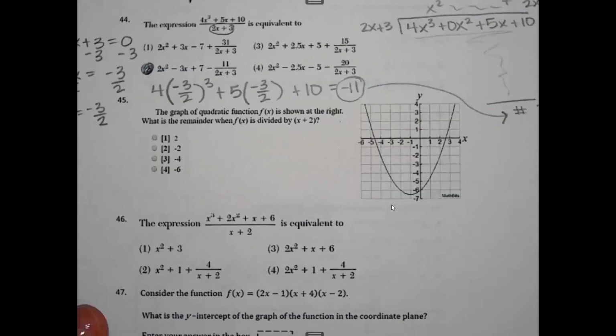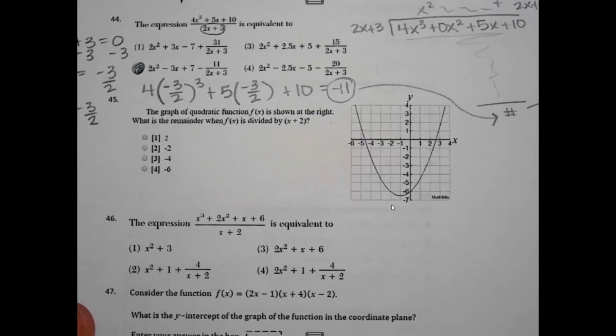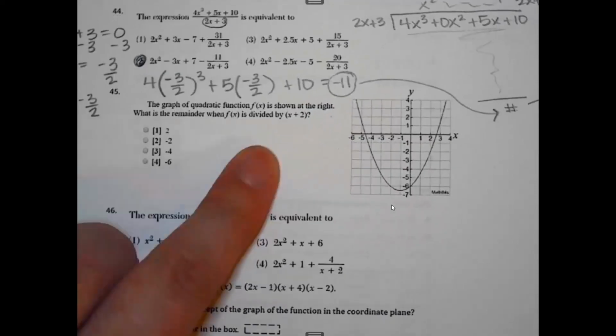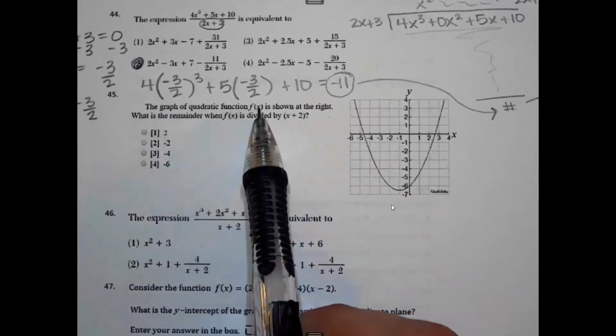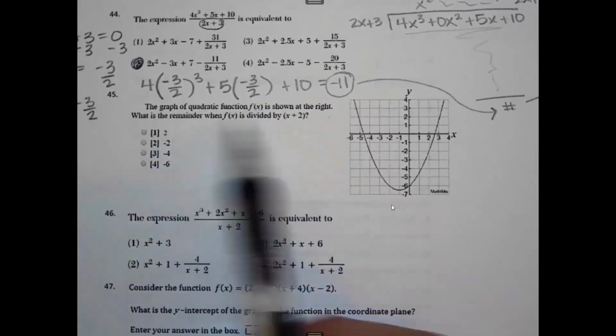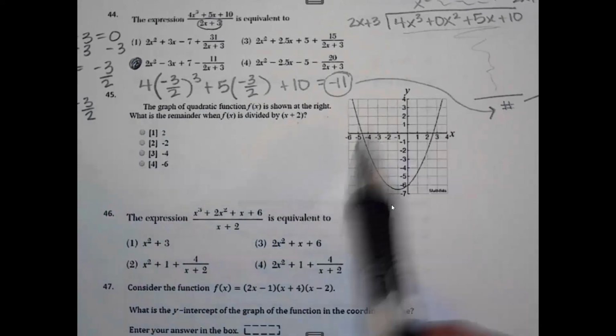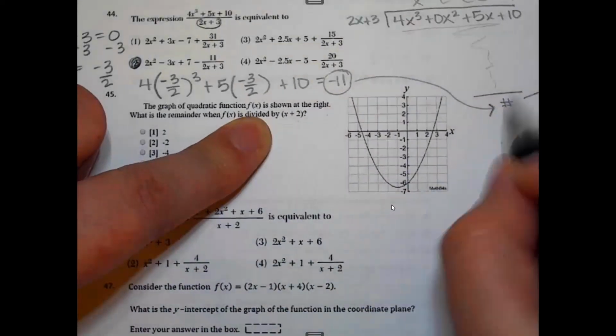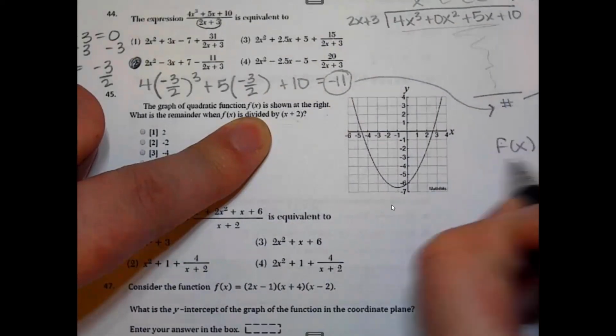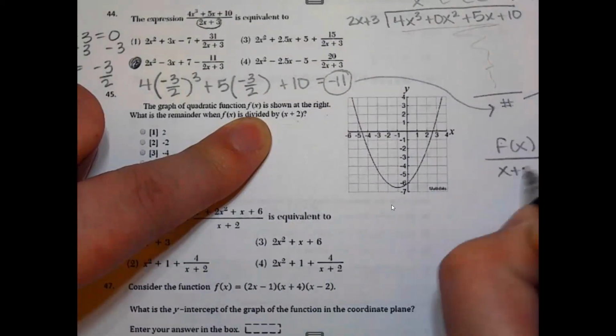All right, let's use the remainder theorem to do problem 45. We did one like this in class, actually. I put it on our worksheet. So it says we're going to do f of x, and we're going to divide it by x plus 2, and the only information we have is the graph on the right. So we've got f of x divided by x plus 2.